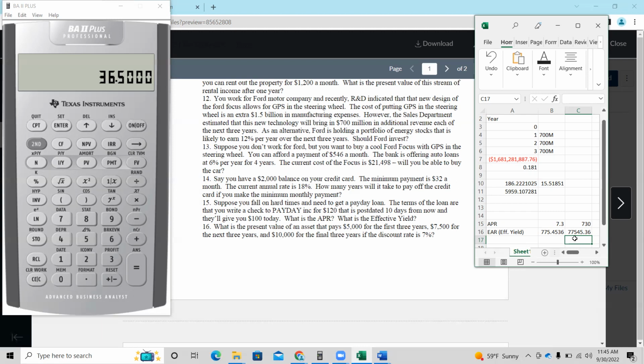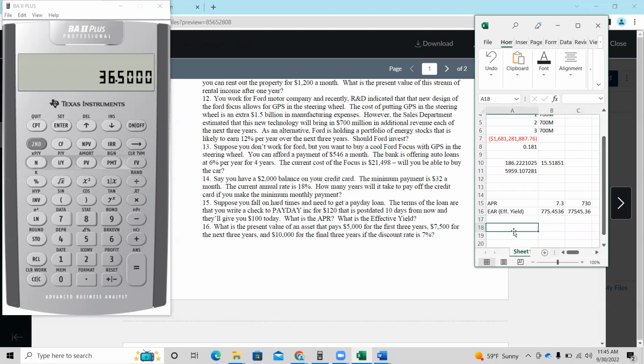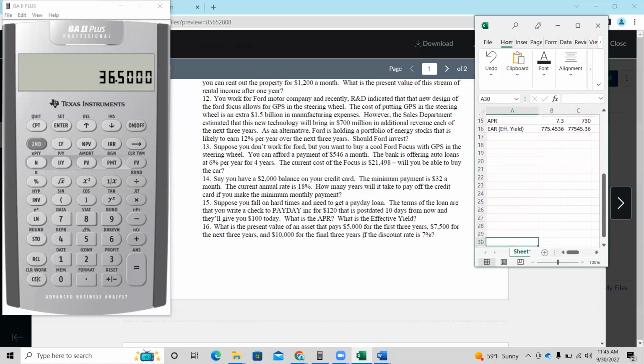Okay. Let's answer number 16. This is going to be an interesting question too. Okay. Number 16 says, what is the present value of an asset that pays $5,000 for the first 3 years, $7,500 for the next 3 years, and $10,000 for the final 3 years at the discount rate of 7%? Let me show you how to solve this problem. It's actually pretty easy. We have 0, 2, 3.